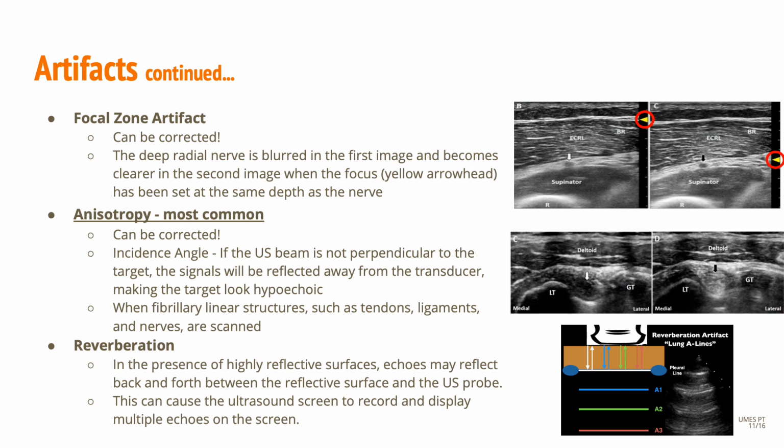Reverberation is the last artifact that I have for you. So in the presence of highly reflective structures, echoes may reflect back and forth between this structure and the ultrasound probe, and it makes what are called A-lines. So it makes all these lines, and this can cause the ultrasound screen to record and display multiple echoes on the screen. And the picture on the right shows an example of that.